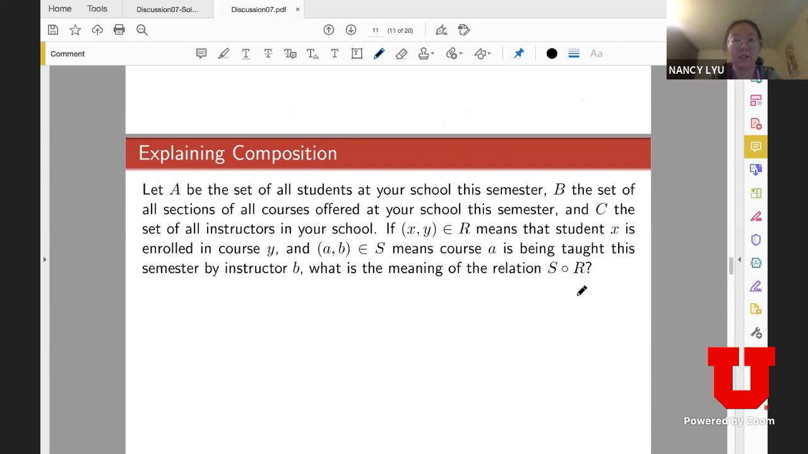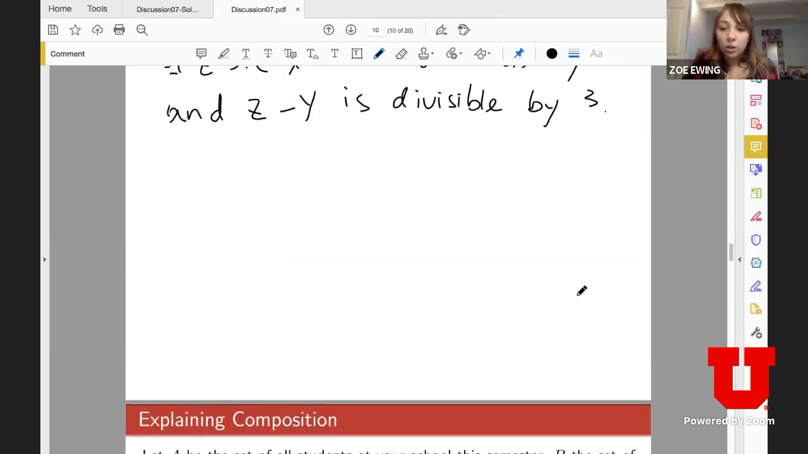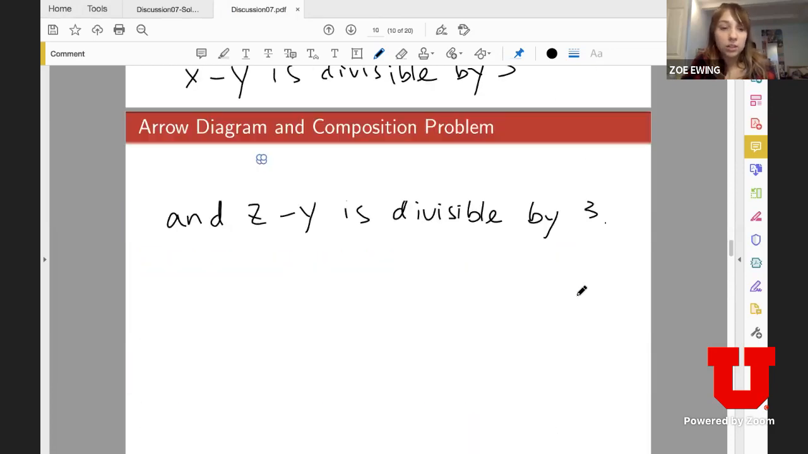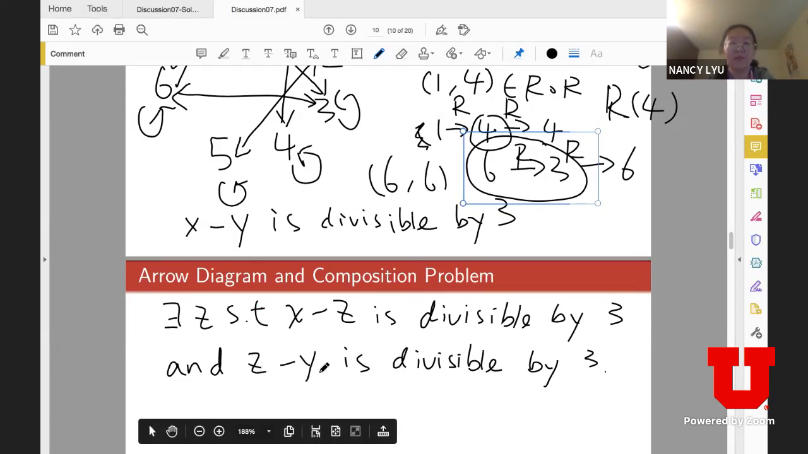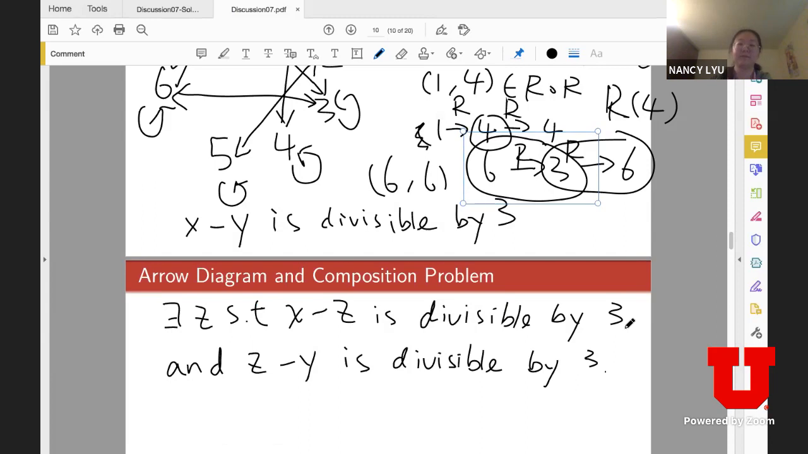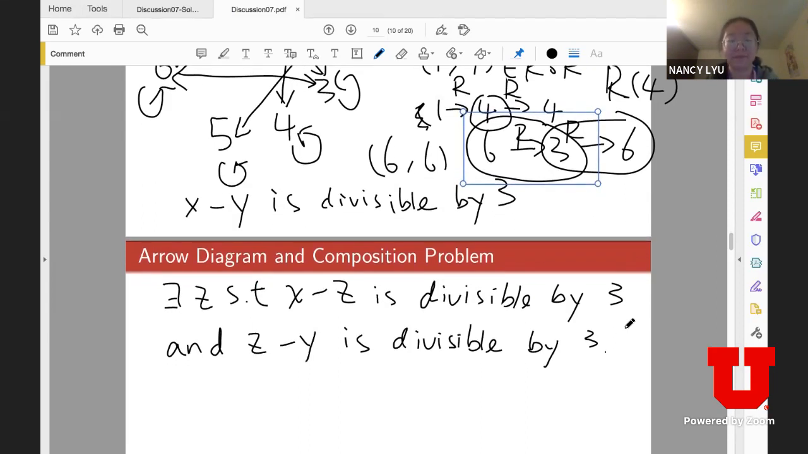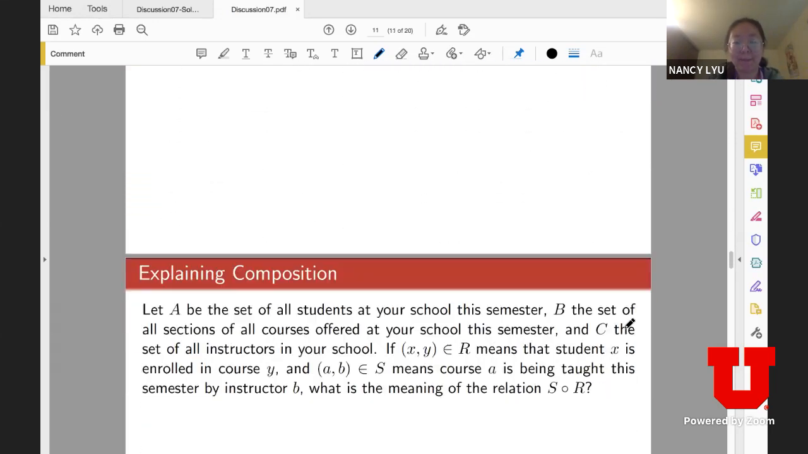Okay, next one. Sorry, in the chat there's a question. Can you repeat the final sentence of the last problem? Yeah. So there exists z such that x minus z is divisible by 3. That part represents the first R, where your 6 goes to 3. And z minus y is divisible by 3, which is the second part.